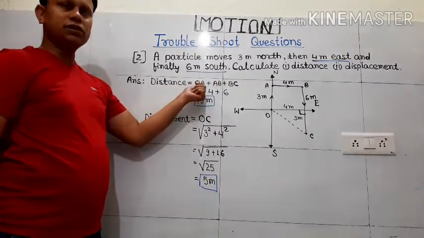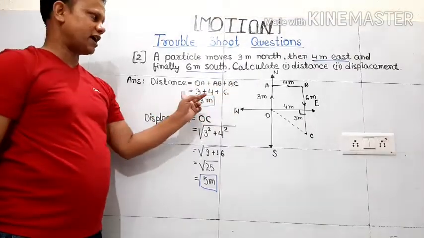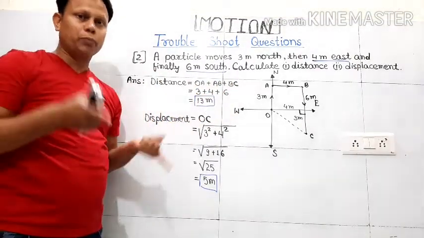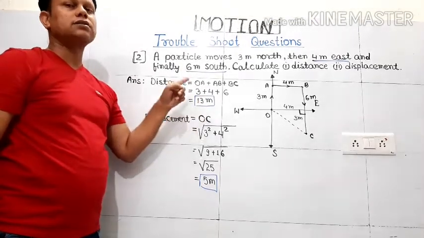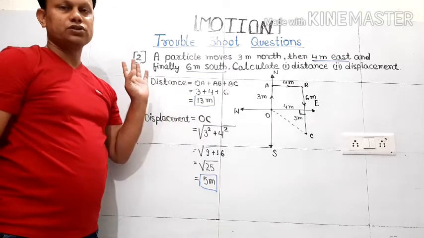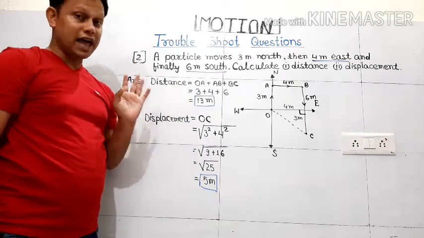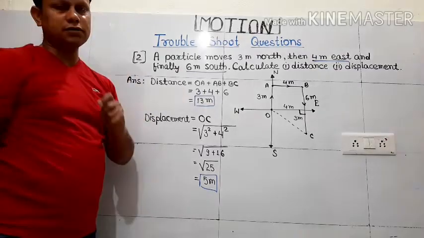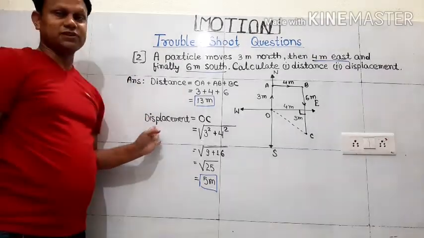OA is 3 meter, AB is 4 meter, BC is 6 meter. After adding all these parts of the whole path, we get the total length, that is 13 meter. So the distance the body has travelled, meaning how much it has travelled on the actual path, is 13 meter. Now, what about displacement?